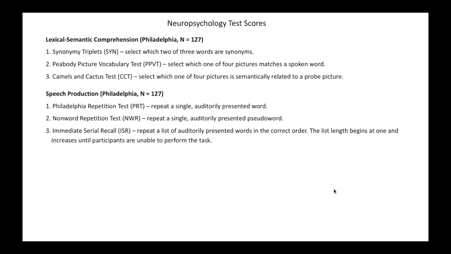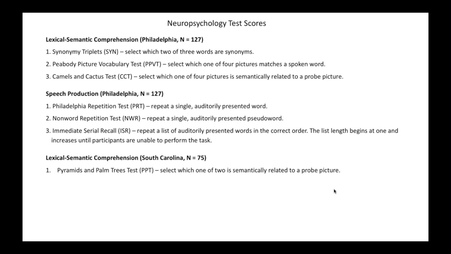We also looked at speech production test scores from the same folks. So the Philadelphia repetition test is where you repeat a heard word, the same words from the naming test, or a non-word. That's the non-word repetition test. And immediate serial recall, where you repeat a list of words and the list gets longer and longer until you can't do it anymore. So this is a short-term memory test, but it also involves speech production.